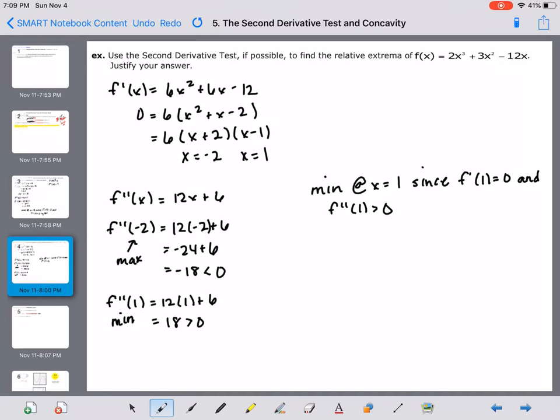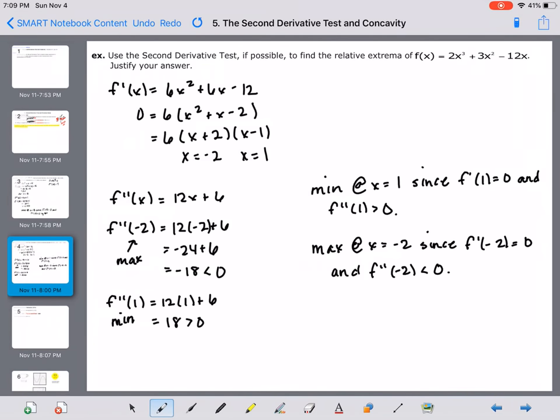And that's because it's greater than 0. Positive values produce the minimum, negative values will produce the maximum. So I have a max at x is equal to -2, and again, two things. Since my f prime evaluated there is equal to 0, and the double prime evaluated there is less than 0. And both of these show that we're using the second derivative test to do that.